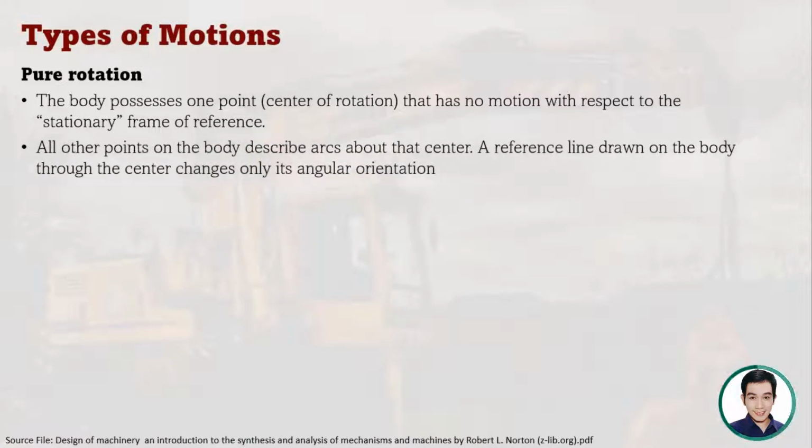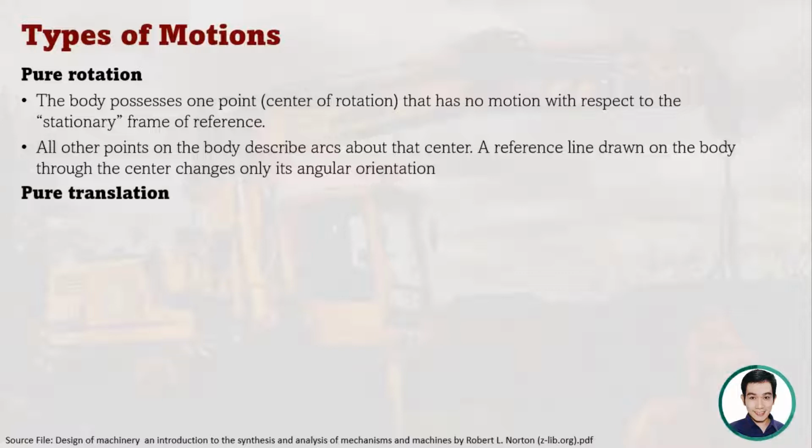All the other points on the body describe arcs about its center. A reference line drawn to the body through the center changes only in its angular orientation. An example of a pure rotation is, for example, a pure rotation of a flywheel.